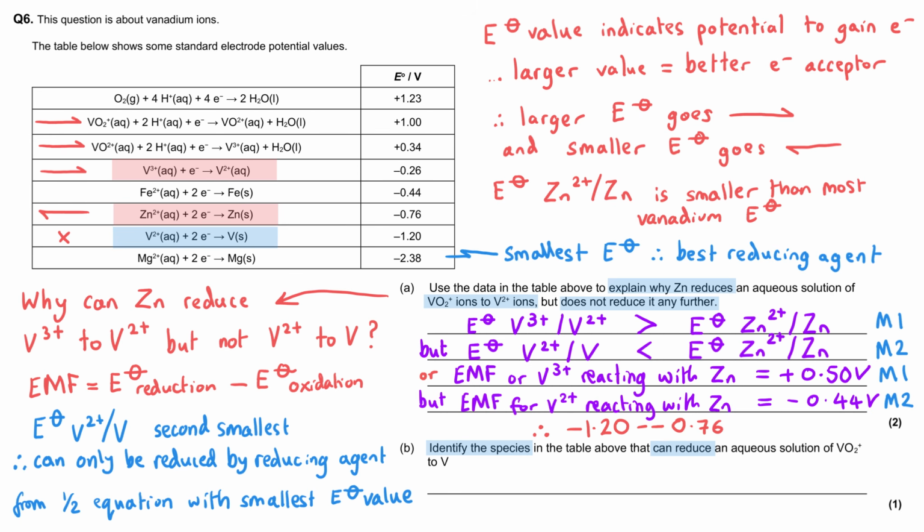Remember, the reducing agents are always shown on the right-hand side of each half equation, and so that means that magnesium is the greatest reducing agent shown in this table, and it would be capable of reducing vanadium from VO2+ all the way down to V0 because its electropotential is the smallest.